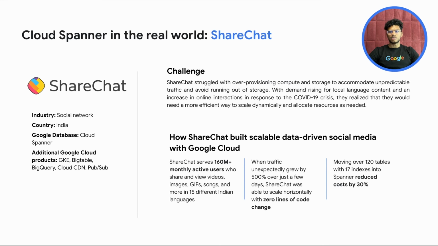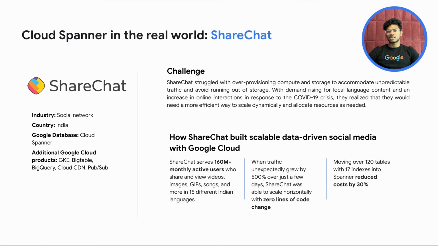Let's now take a look at a real-world example of how Cloud Spanner is helping companies scale their business. ShareChat is an India-based social network company which serves over 160 million monthly active users who share and view videos, images, GIFs, songs, and more in 15 different Indian languages. With demand rising for local language content and an increase in online interactions in response to the COVID-19 crisis, ShareChat needed a more efficient way to scale dynamically and allocate resources as needed.